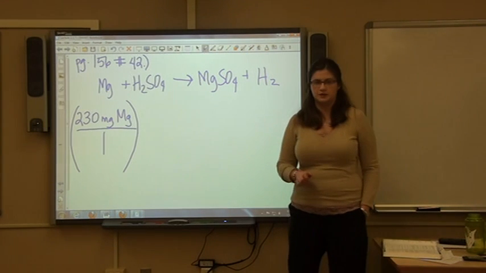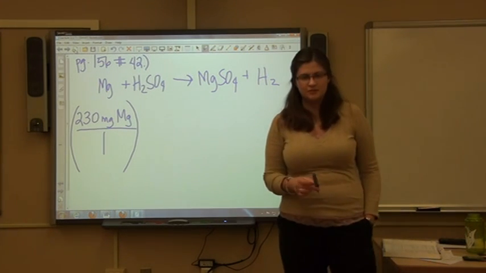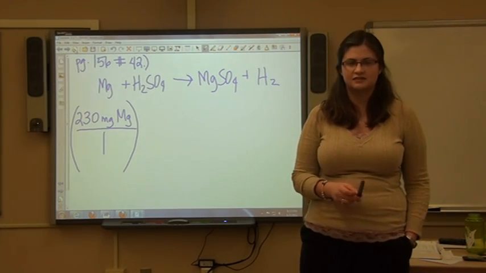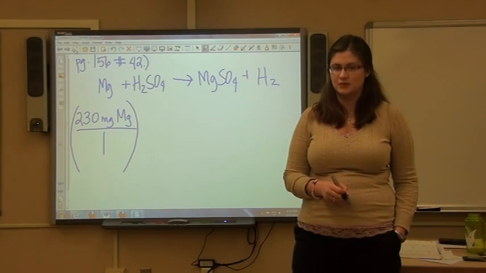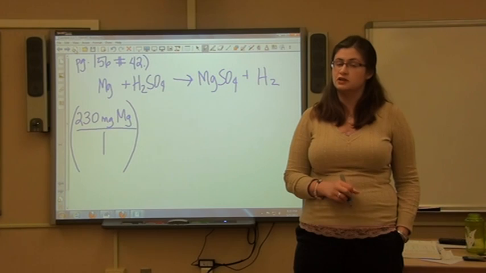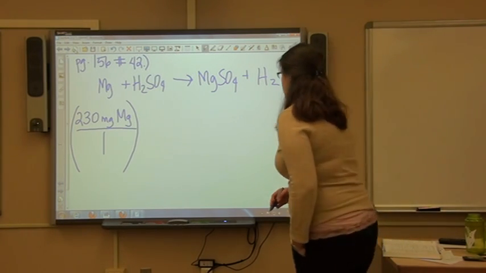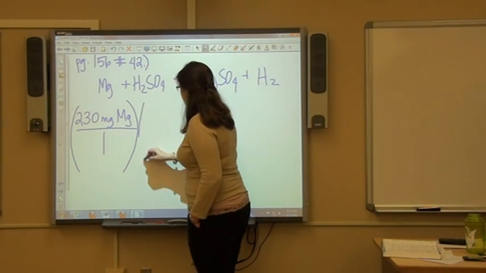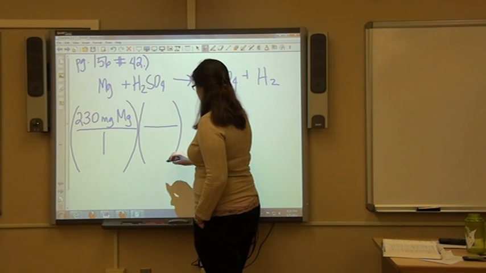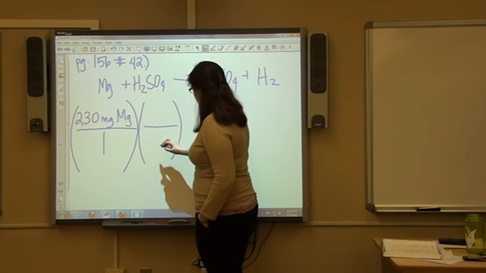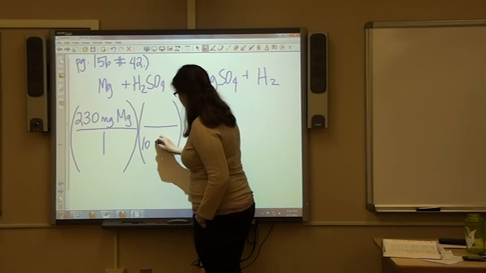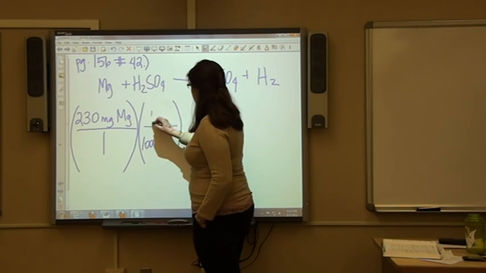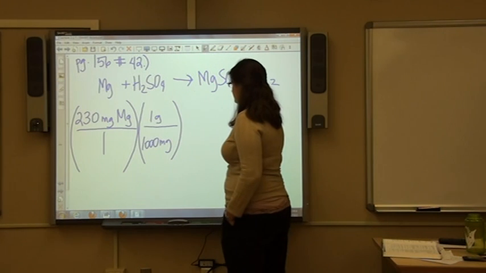I'm so glad I picked this one. What do you notice about your unit there? It's milligrams. We can't go from milligrams to moles in one step. We have to convert that back to grams. So let's take a little bit and do that. Hope I don't run out of space. We have to put milligrams on the bottom. There are 1,000 milligrams in 1 gram.